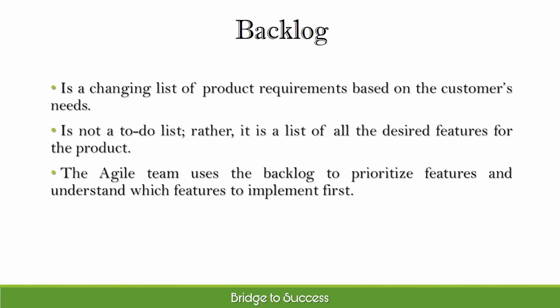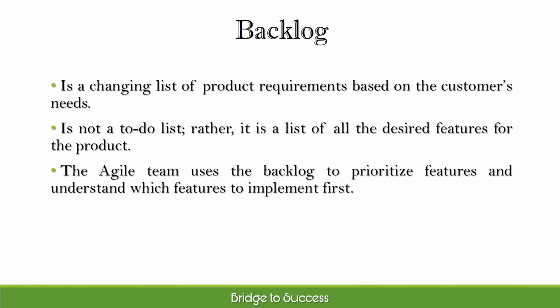A backlog is a changing list of product requirements, based on the customer's needs. The backlog is not a to-do list, rather, it is a list of all the desired features for the product. The Agile team uses the backlog to prioritize features and understand which features to implement first.